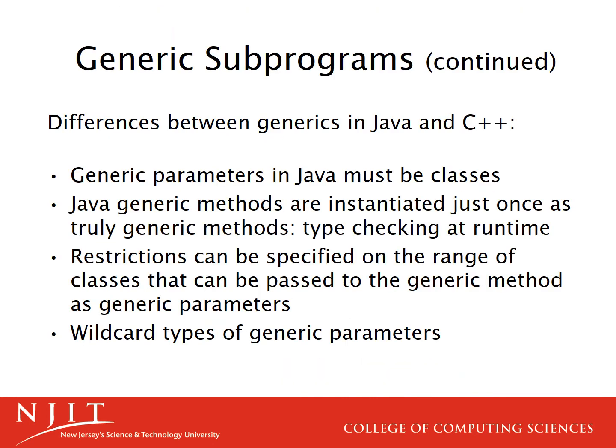Now Java has this too. There are some slight differences. In Java, the type names, the parameters in Java have to be classes. Okay? And in Java, as compared to C++, Java actually only creates the function once generically, and all type checking is done at runtime. There are various things that might be done to specify restrictions on the types in Java, which is some functionality that's not available in C++, and there are even wildcards available in Java.